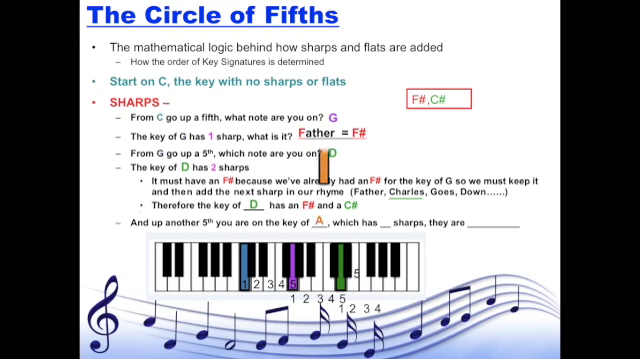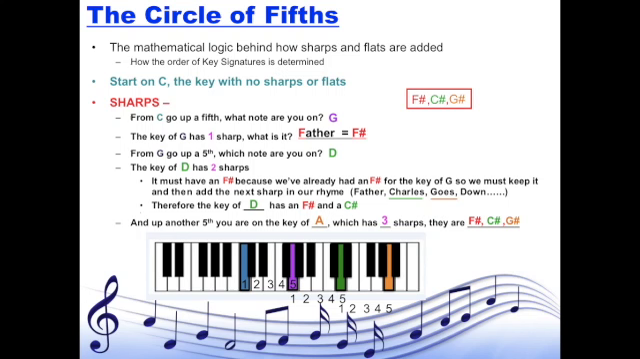And if we go up another fifth, we're going to land on the key of A, which has 3 sharps. They are F sharp and C sharp. We go right on to the next word in our rhyme, goes, and add that on. And so the key of A has an F sharp, a C sharp, and a G sharp.